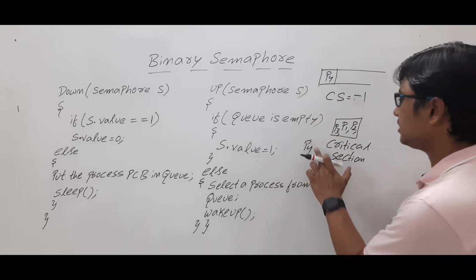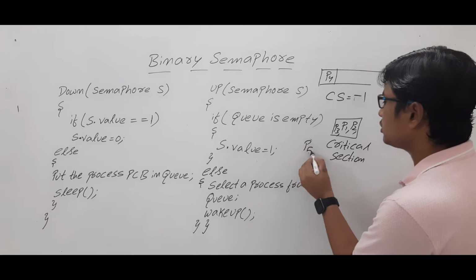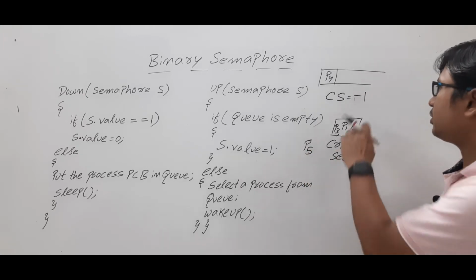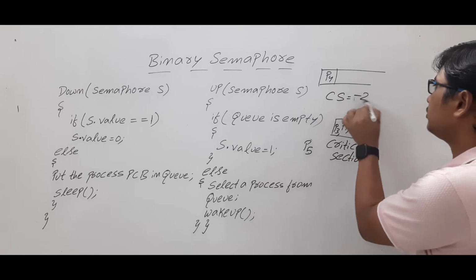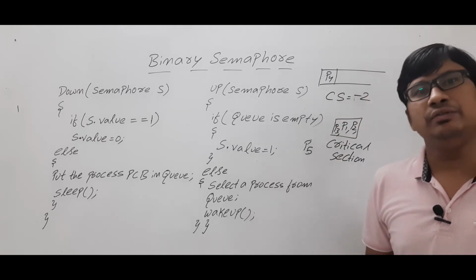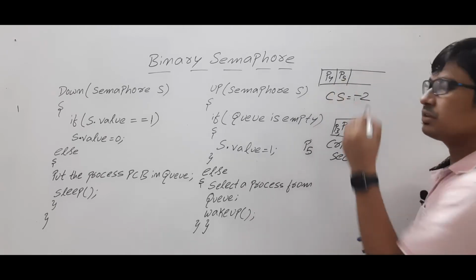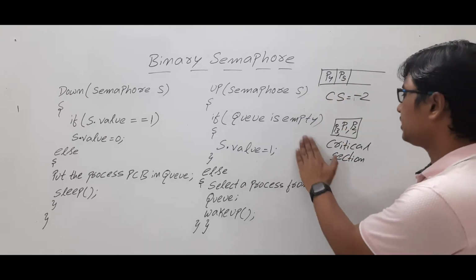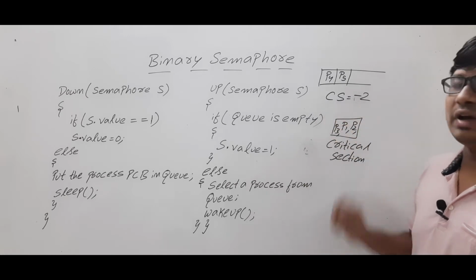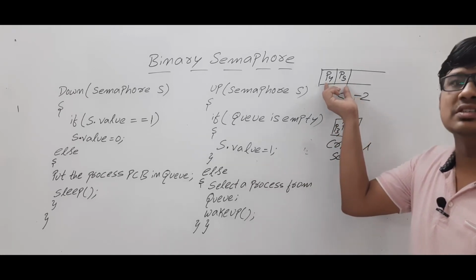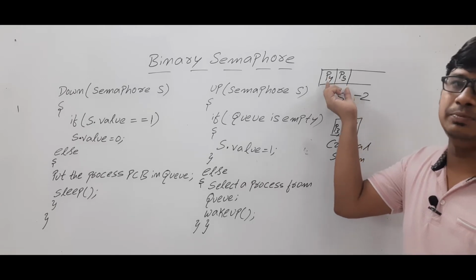Similarly, let's take that process P5 wants to enter into the critical section. Again it will perform the down operation. Now the counting semaphore value will be -2, which is less than 0, so even process P5 will go to the sleep state. If you look, the counting semaphore value is equal to -2, meaning 2 processes are in the sleep state.